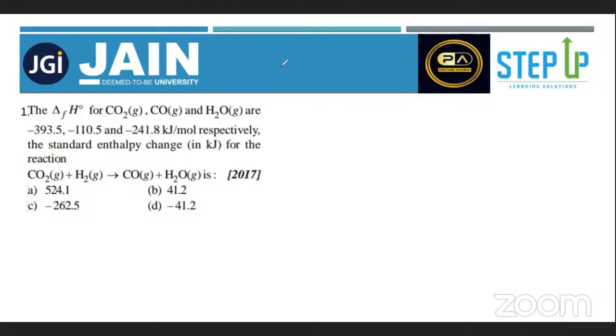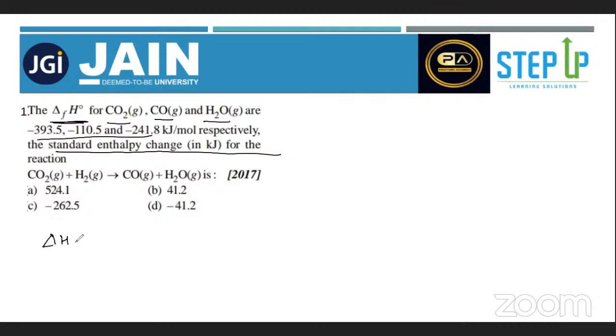So first, go through the solution for this. They're telling you to find out the standard heat of formation. They have given delta fH for CO2, CO, and H2O as these three values, and they're telling you to find out the standard enthalpy change for the reaction. Now, how do we find the standard enthalpy change of the reaction? What is the formula?